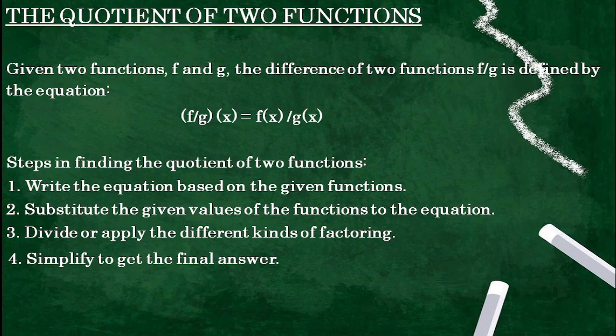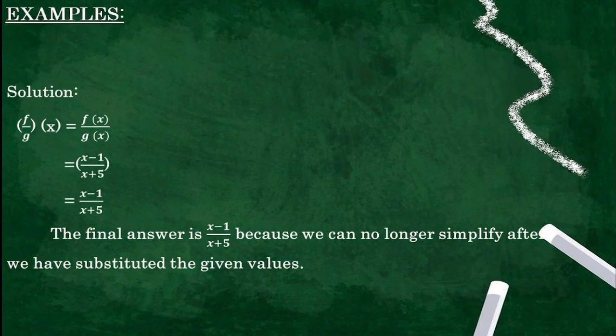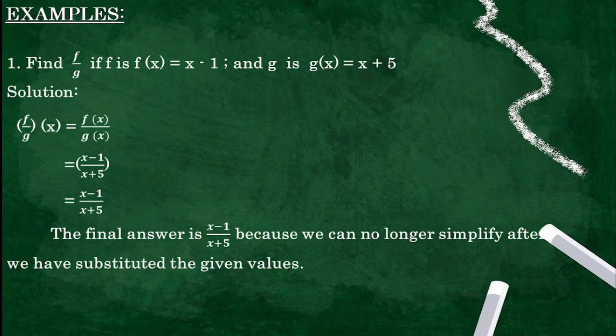Here are the examples of the quotient of two functions. Number 1. Find f over g if f of x equals x minus 1 and g of x equals x plus 5. The final answer is x minus 1 over x plus 5, because we can no longer simplify after we have substituted the given values.